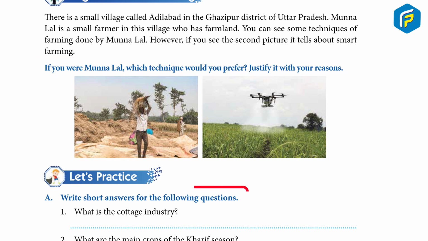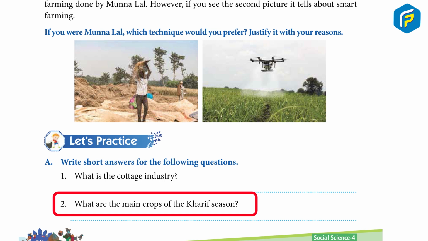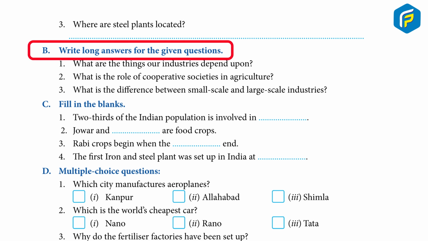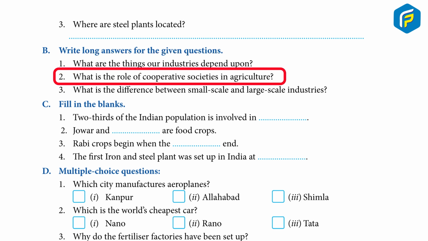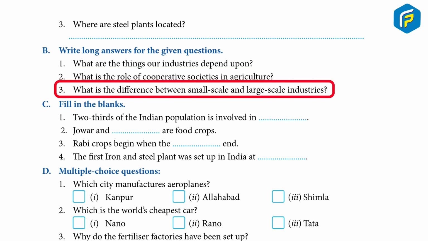Let's practice. A. Write short answers for the following questions. 1. What is the cottage industry? 2. What are the main crops of the Kharif season? 3. Where are steel plants located? B. Write long answers for the given questions. 1. What are the things our industry depends upon? 2. What is the role of cooperative societies in agriculture? 3. What is the difference between small-scale and large-scale industries?